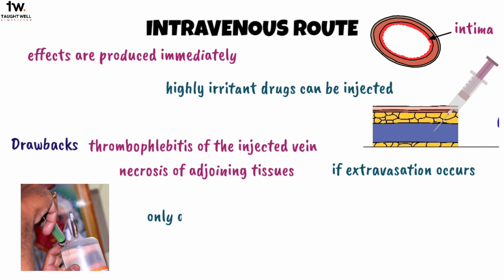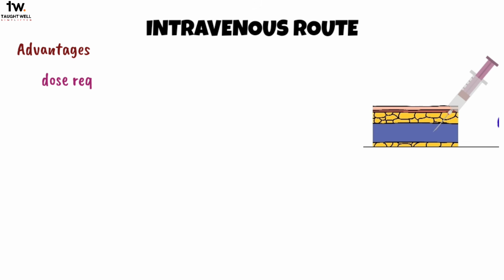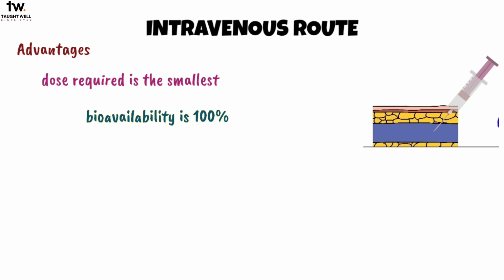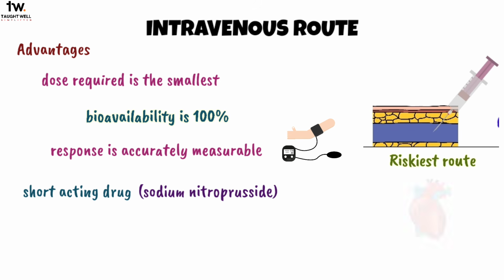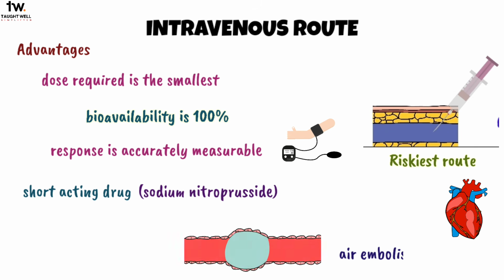Also, only aqueous solutions can be injected intravenously. The dose of the drug required is the smallest because bioavailability is 100% and even large volumes can be infused. One big advantage with this route is, in case response is accurately measurable, for example in blood pressure, and the drug is short-acting, for example sodium nitroprusside, titration of the dose with the response is possible. However, this is the riskiest route because vital organs like the heart get exposed to high concentrations of the drug. Possibility of causing air embolism is another risk.